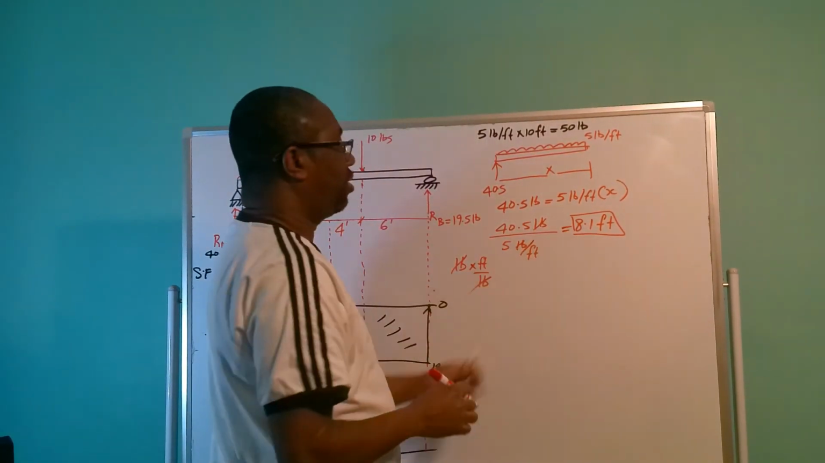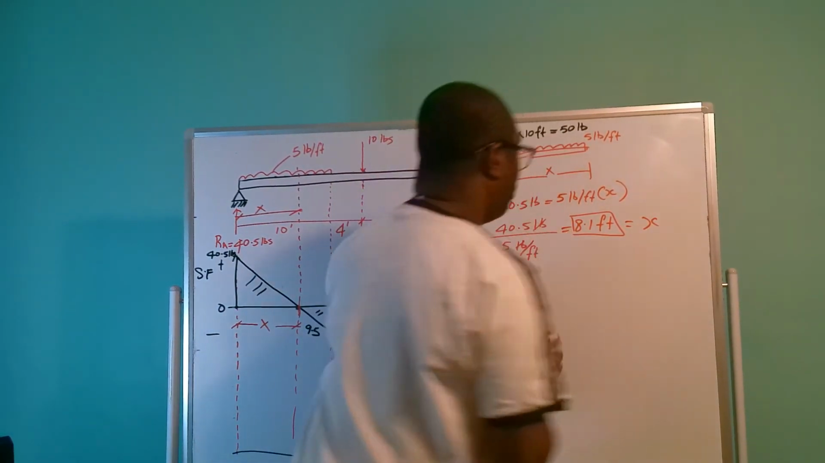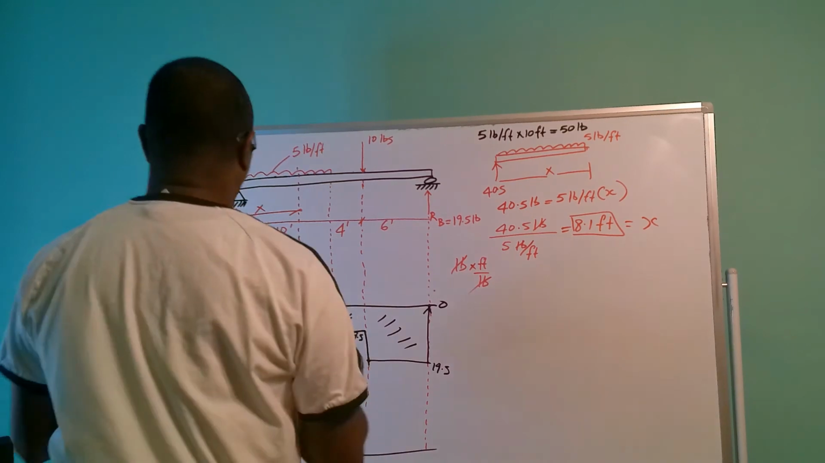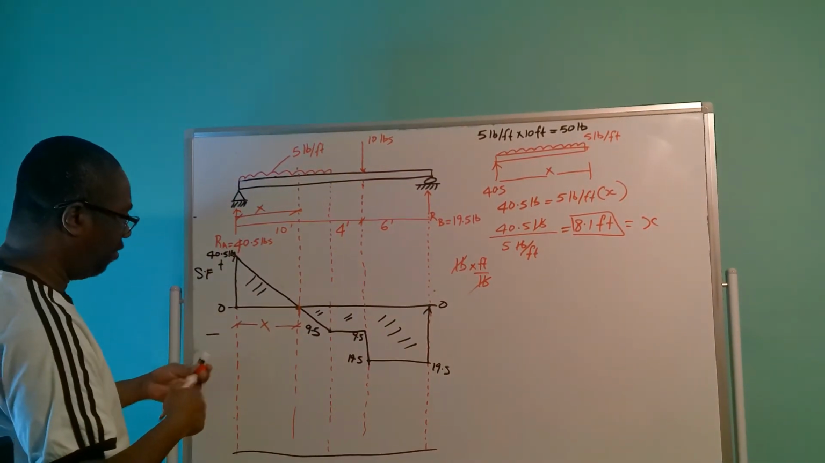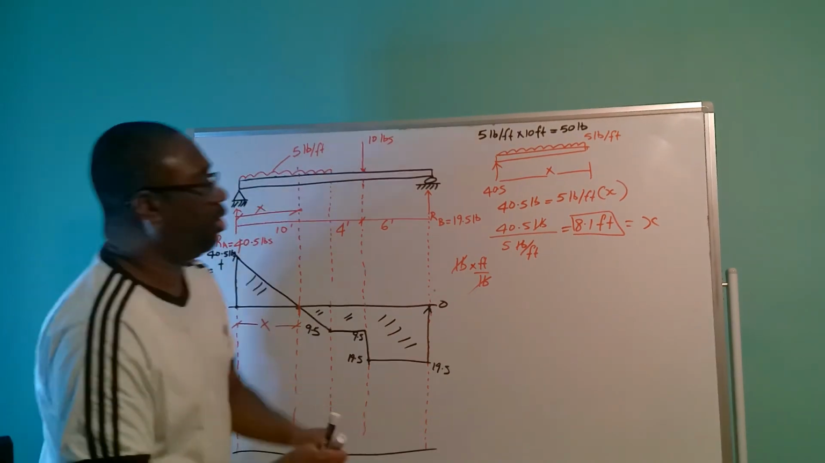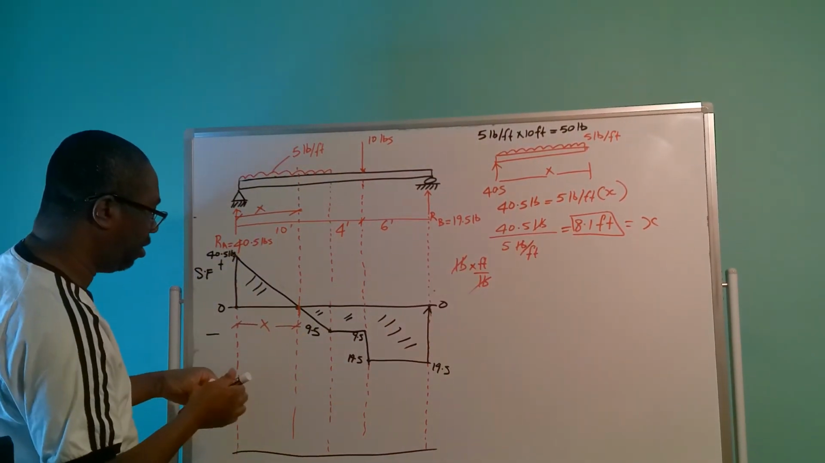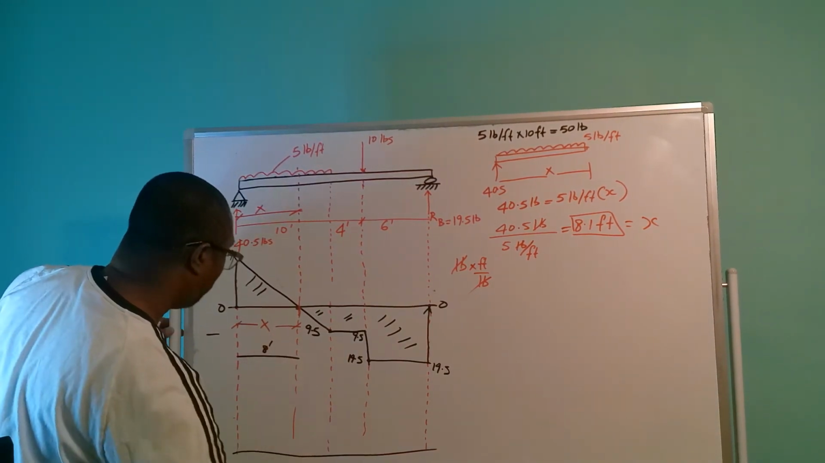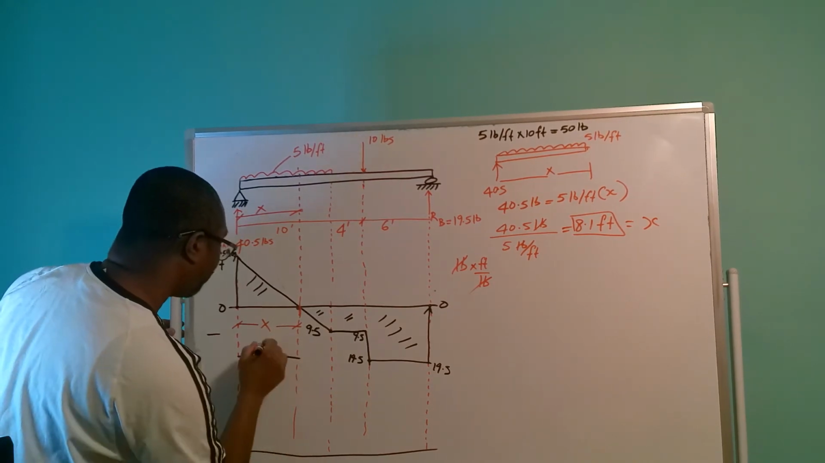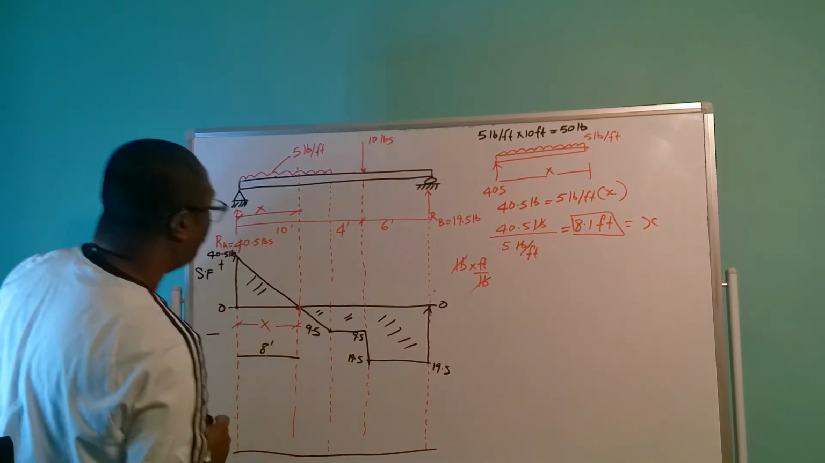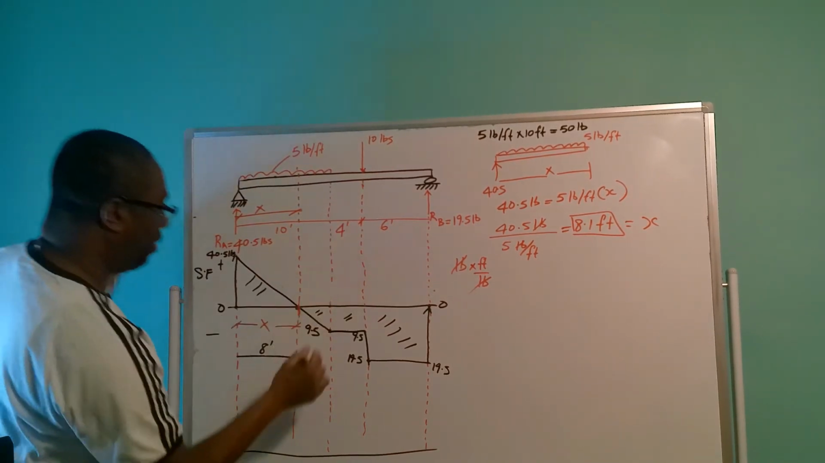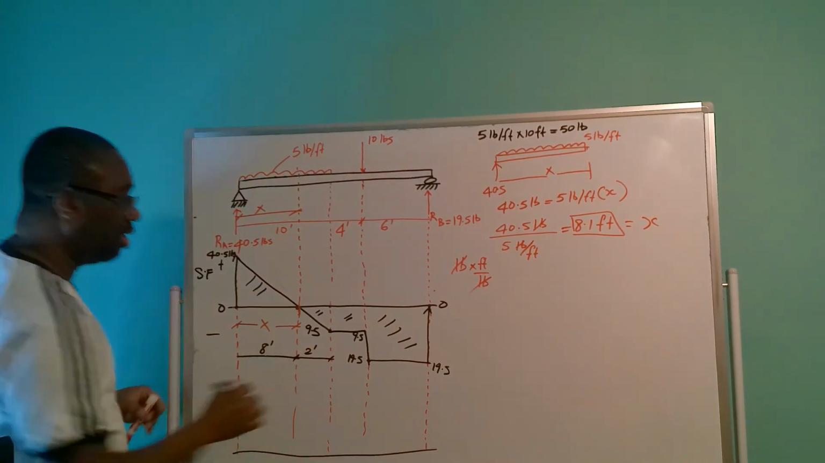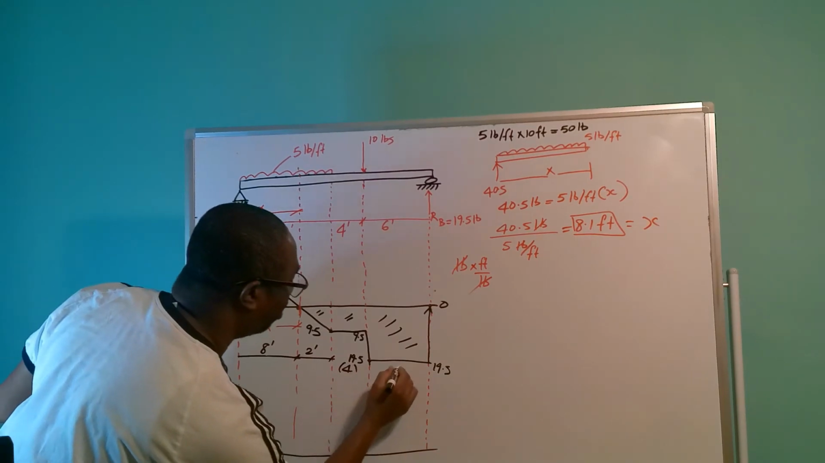So x is equivalent to 8.1 feet. So the distance here, for argument's sake, I'm just going to roll it off to 8. So the distance here is going to be equivalent to 8 feet. And if this distance is 10, that means the distance here is 2 feet. You see that? And then we have our 4 feet here, and this is our 6 feet.